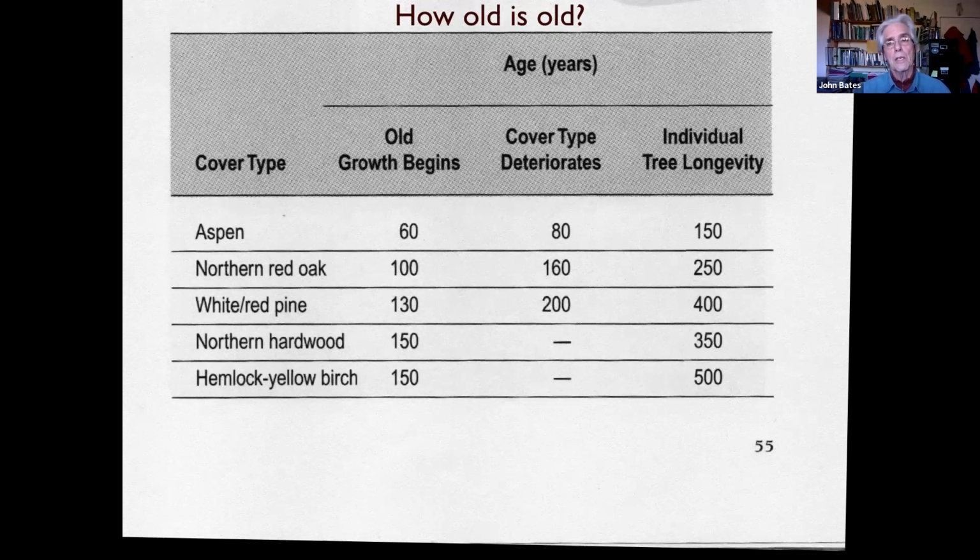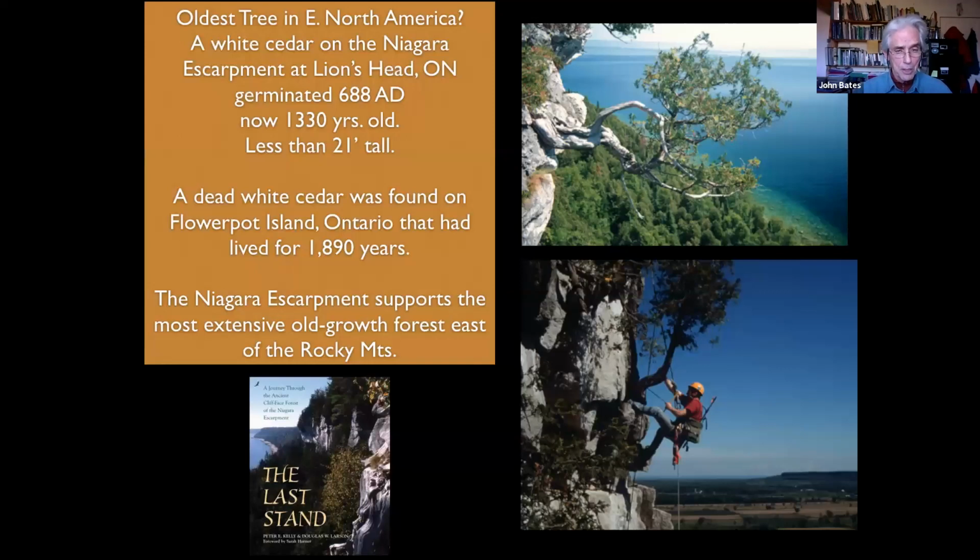Our oldest trees, by the way, are our eastern white cedars that grow along the Niagara Escarpment. There's a wonderful book that I have noted in the bottom there called The Last Stand. It's in Ontario, written by Peter Kelly and Doug Larson. And they climbed down all these cliff faces, the Niagara Escarpment cliff faces in Ontario and the Bruce Peninsula, and cored some of these tiny little white cedars coming out of the cliff faces, and found that the oldest living tree currently germinated in 688 AD. That's over, now, 1,330 years old. It was less than 21 feet tall.